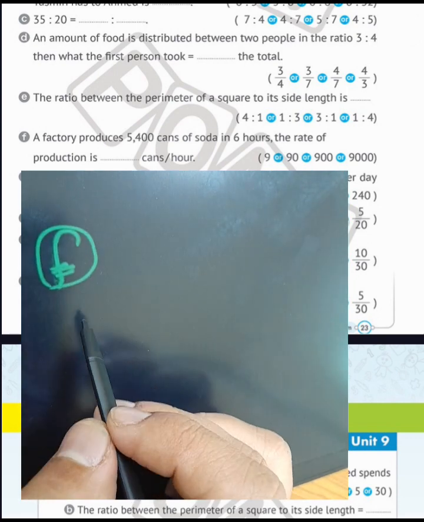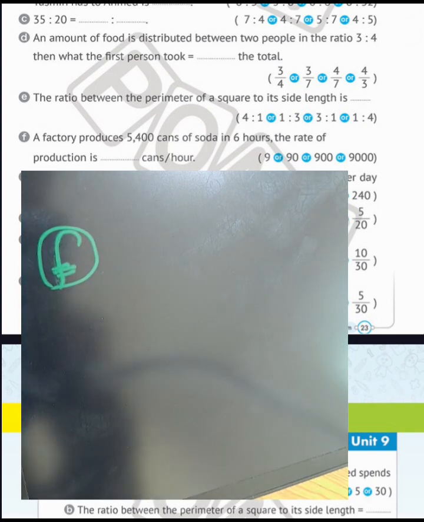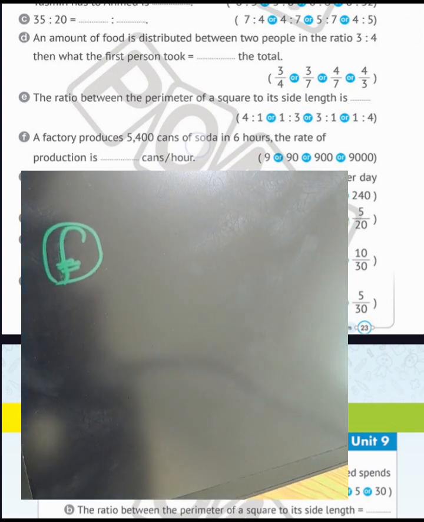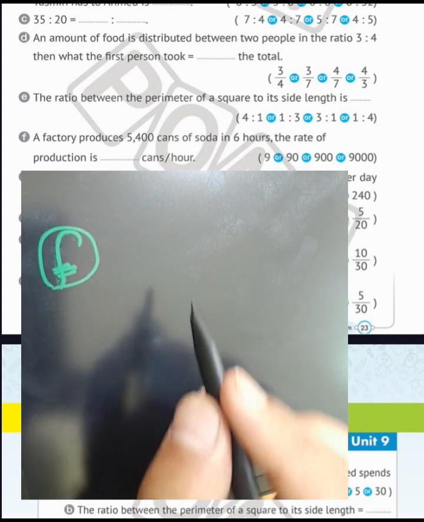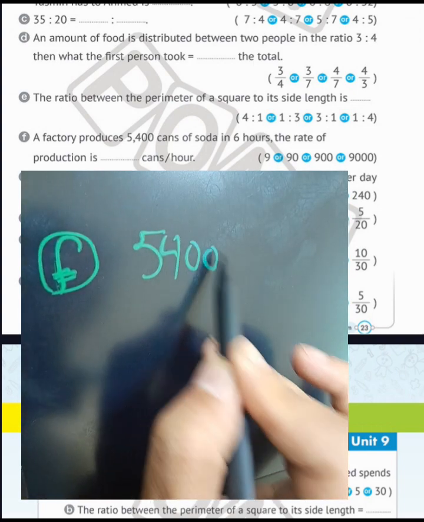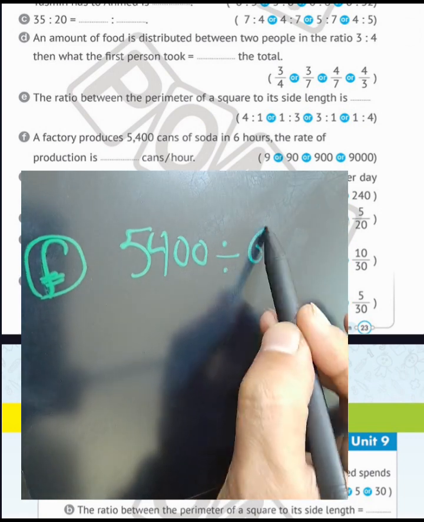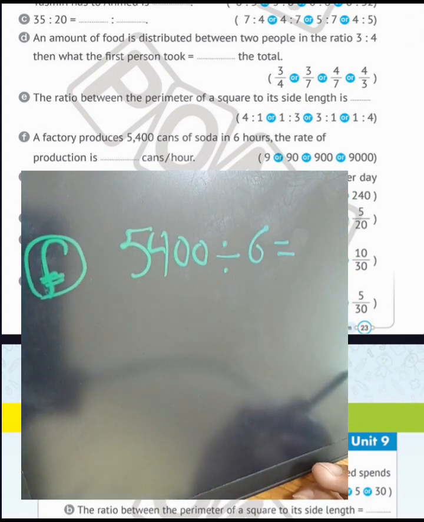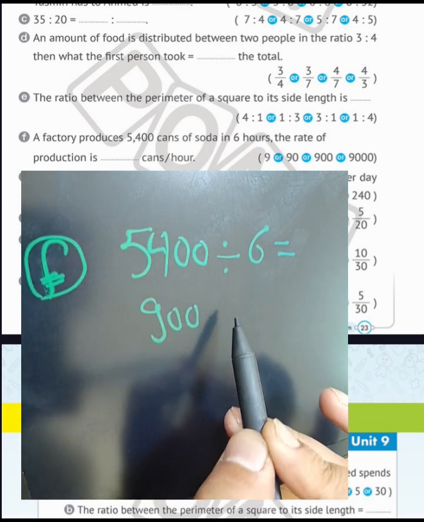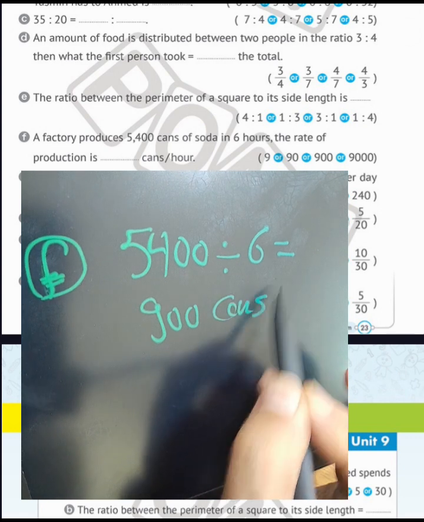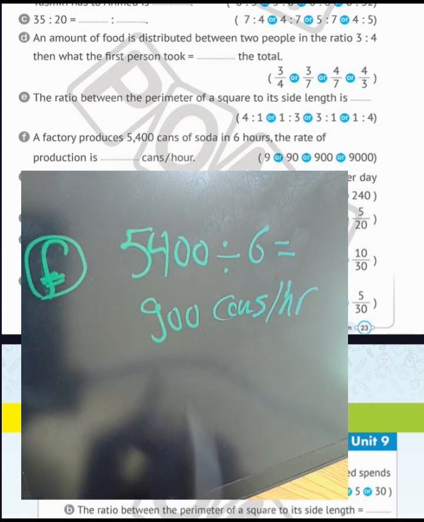Question letter F. A factory produces 5,400 cans of soda in 6 hours. The rate of production is required. We can divide 5,400 by 6. To find the rate of this factory, cans per hour, divide by 6. 54 divided by 6 equals 9, and write down the zeros, and the result will be 900 cans per hour. It was question letter F.